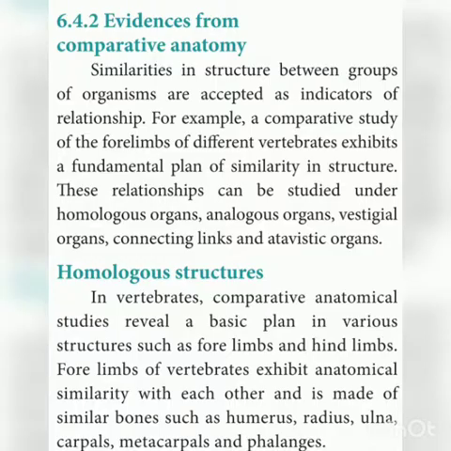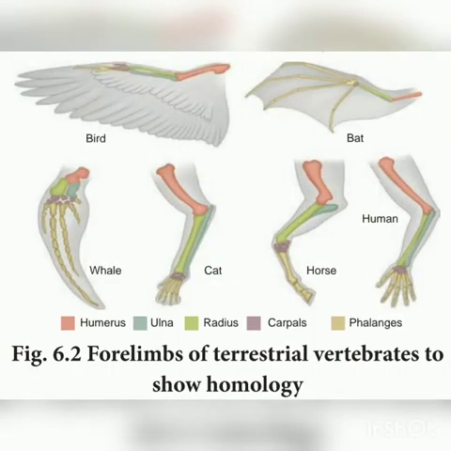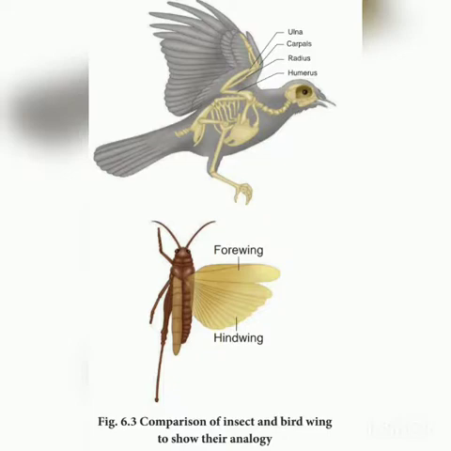Next is the evidence from comparative anatomy. In comparative anatomy, there are different structures. By comparing the structures, we have homologous structures, analogous structures, vestigial organs, connecting links, and atavistic organs. The first one is the homologous structure. Homologous structures are structures which are similar in origin but perform different functions. Analogous structures are different in origin but perform the same function. It is just the opposite of homologous.